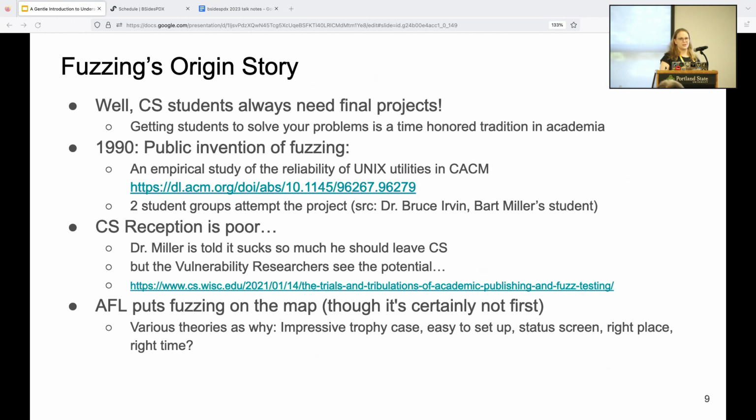It's got the screen that gives you the illusion of control. It is fairly easy to set up. And maybe it was just in the right place at the right time. I don't espouse any of these. I've just heard all of these over the years.